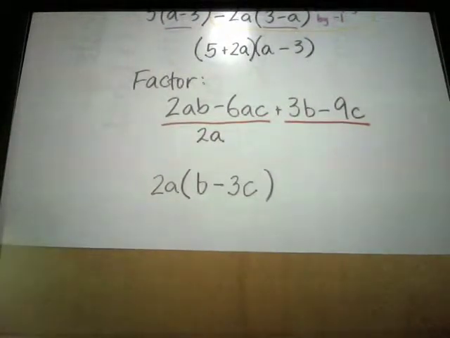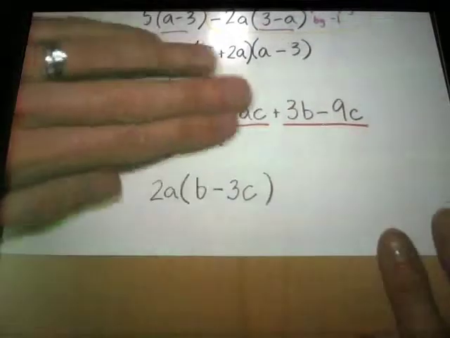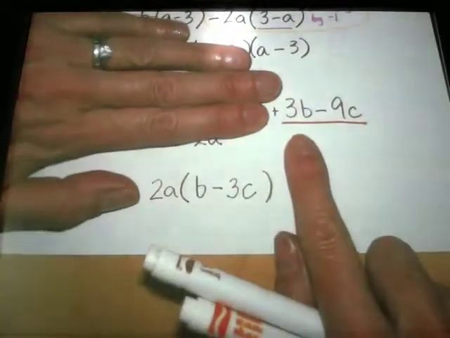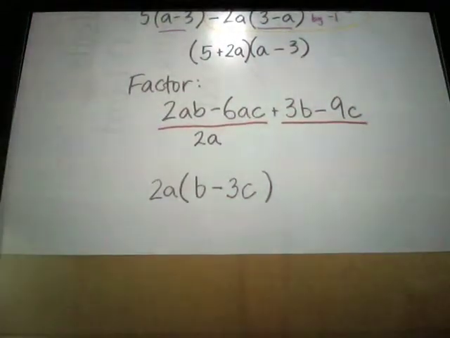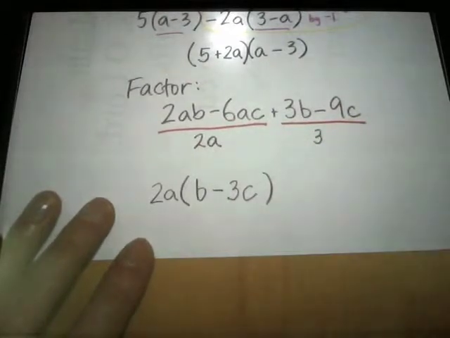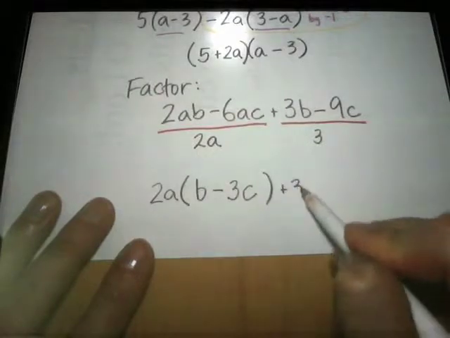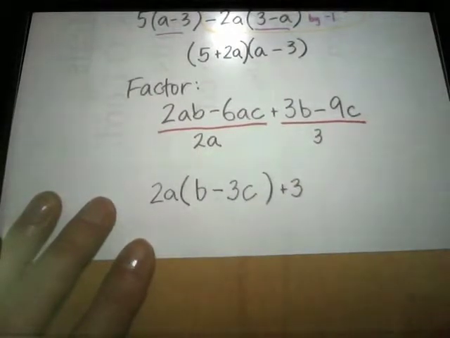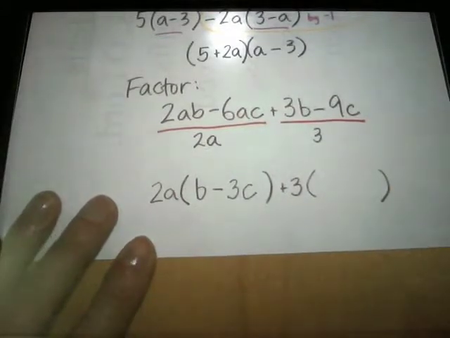Okay, now we'll do the second part. Just looking at these 2 pieces, ignoring the first half. If this is my only group, what can I factor out of both 3B and 9C? Carissa? 3. Good, just a 3, not a B or a C because it's not in both. Remember, this is my first factor. I put a plus because the 3 I'm factoring out is positive. Okay, so that's where the plus comes from. Now, what's left when I divide is my second factor.